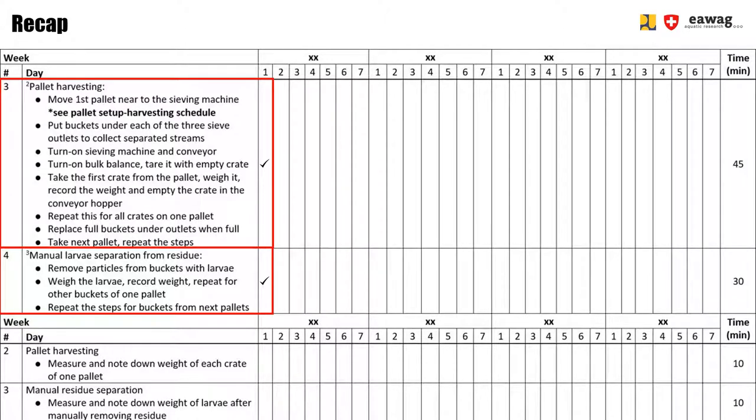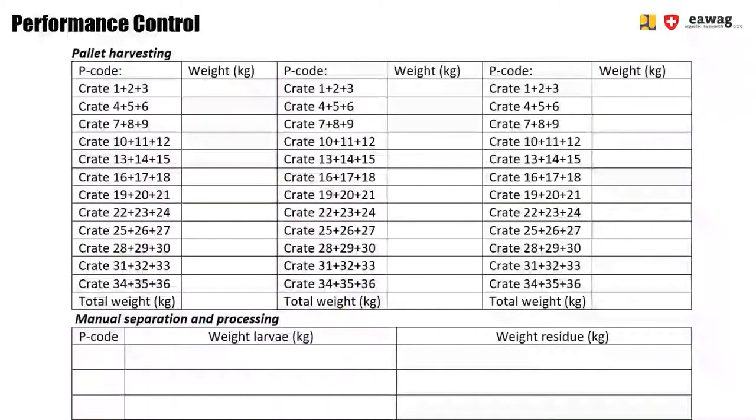There are two data recording steps in this operation. The first one was the pallet harvesting, where we measured and noted down the weight of the crates of one pallet that we have manually separated the residue of. And we noted down the larval weight after removing the residue part from the top of the bucket. For the harvesting process, we have two tables in our performance control log sheet that we can fill in, which were related to the two points of data collection.